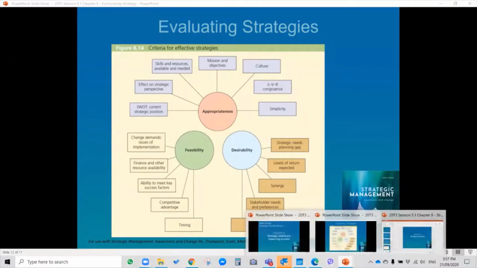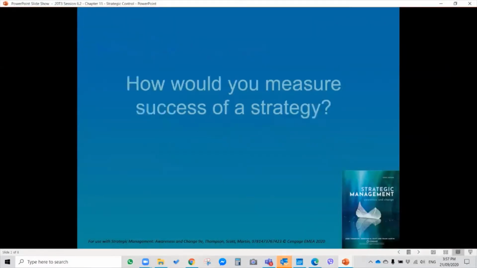So we go back to that slide. So how would you measure success of a strategy? Given, of course, the broad measures, which is feasibility, desirability, and appropriateness. But then if a strategy is under implementation and it's ongoing, it's like in the case of Google, I think Van Din was asking about Google, and Google actually has a subsidiary called Waymo.